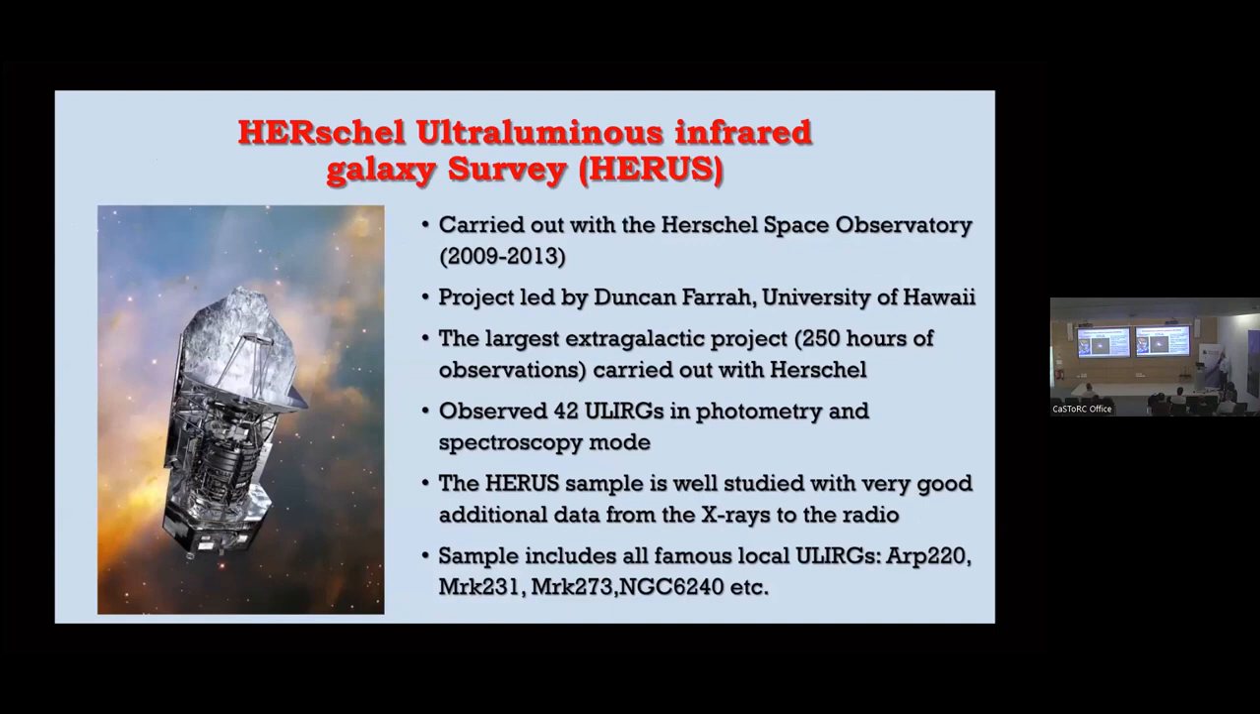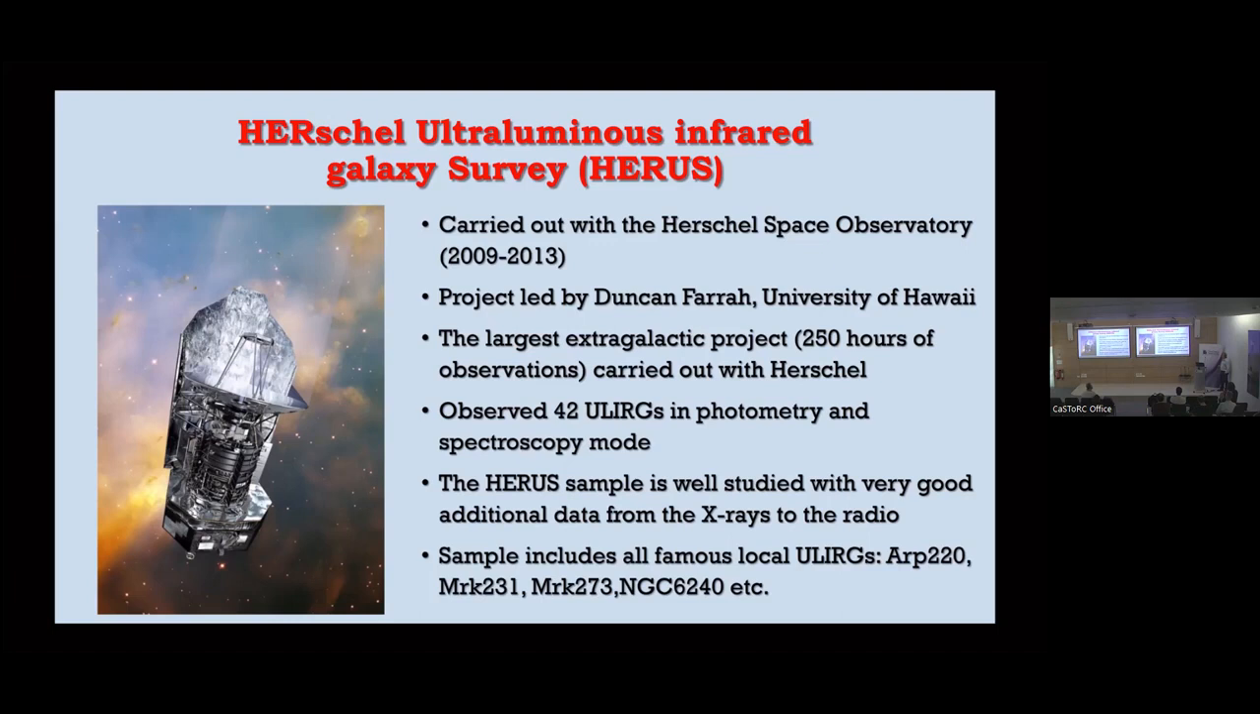Moving on, okay. On the left, we see a telescope called Herschel, which was launched by ESA in 2009 to 13. And one of its main aims was to study objects like this, infrared dominated objects in the local, but also high redshift universe. We participated in a survey of 42 of these local ULIRGs in a project called HERUS, which was led by Duncan Farrah at the University of Hawaii. And we observed these objects in spectroscopy and photometry mode.